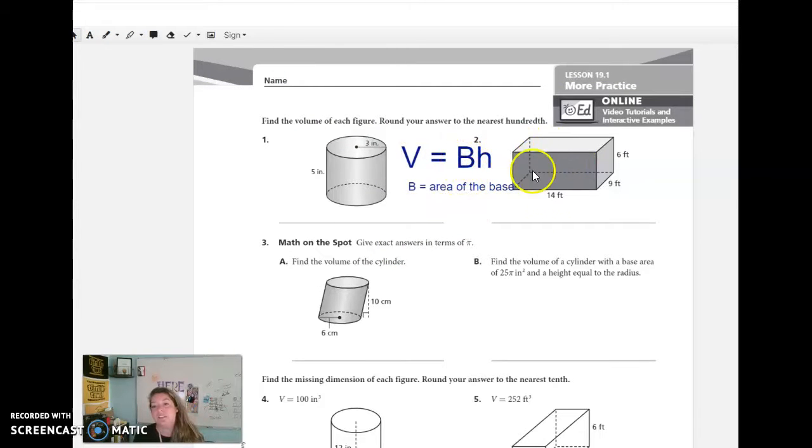So again, if we look at this rectangular prism, this box, most of you know that it's length times width times height. Well, guess what? The area of the base is a rectangle, and the area of a rectangle, you would do length times width. And so that is where that formula comes from. It actually originates from this formula right here, okay? So when you go to do number 2, you're going to do, again, the area of the base, so 14 times 9, and then times the height, which is 6, okay?